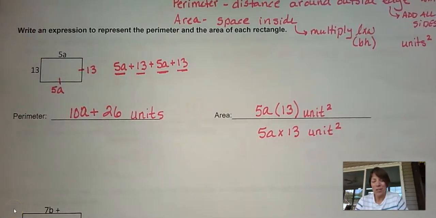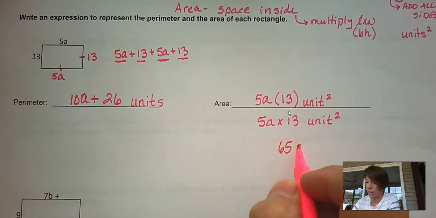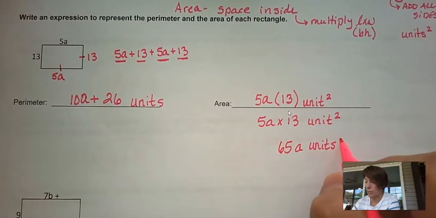All right, I do want to point out one little thing here. You can absolutely leave your answer like this, 5a times 13 units squared, not a problem at all. But unlike addition, we can combine unlike terms. In other words, I could multiply 5 times 13 to get 65a. So another way to write this answer would be 65a units, and actually I should probably have an s there, units squared.